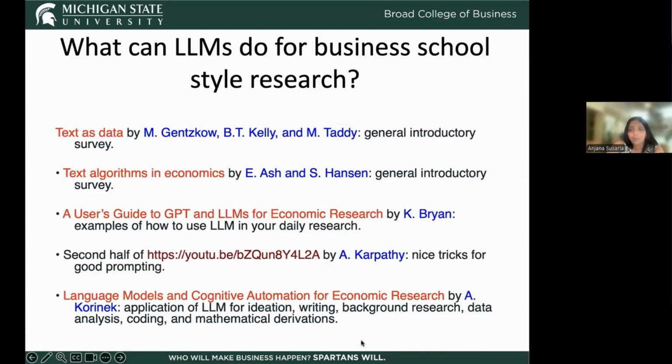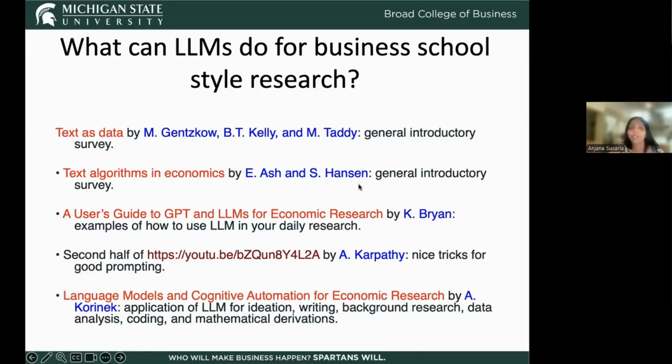Sorry, I'm having a lot of problems with my share. I'll stop sharing and share again. This is probably the most interesting for all of you in this audience. The Ganguli and others, textual data is just an introduction to textual data, but there is this very good research survey by Korinek. What's very interesting is that this paper is like a living document. It was published, but he keeps updating it on his website. So I would suggest going to Anton Korinek's website.